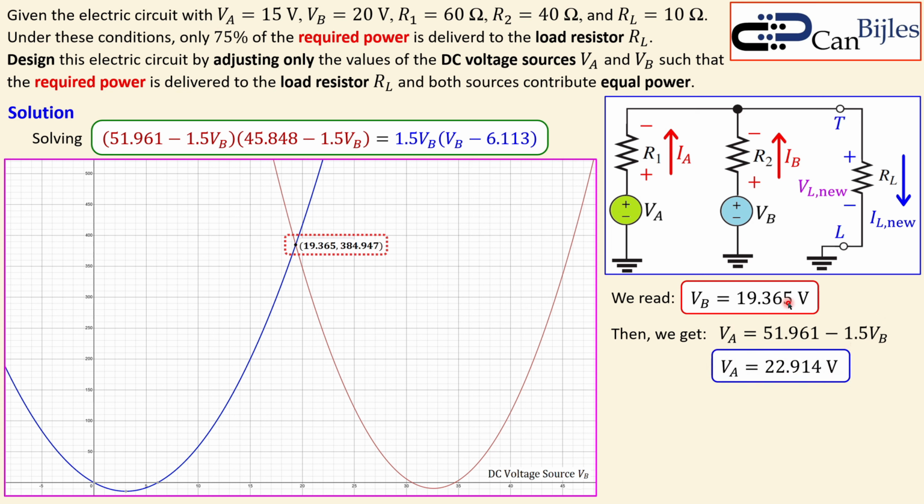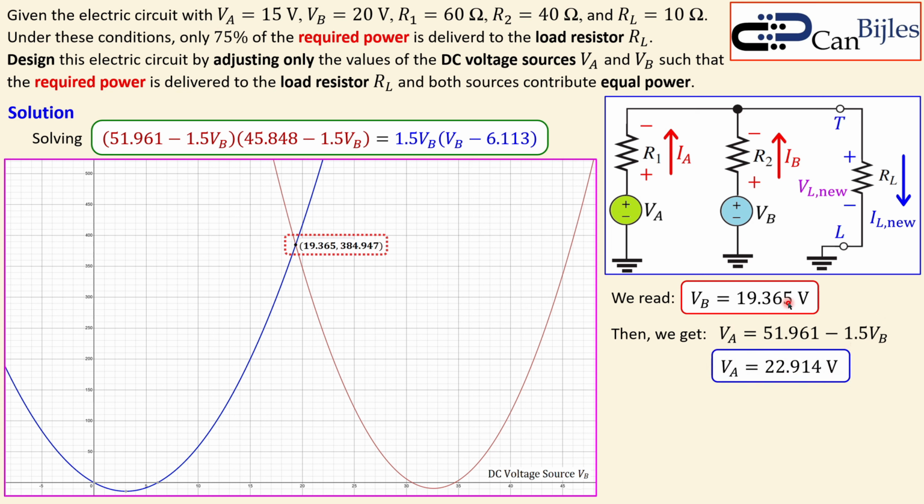These are the new values for my voltage source. So I need to increase my voltage source VA from 15 to 22.914 volts. I also need to decrease VB from 20 volts to 19.365 volts. So these are the adjustments you need to make.